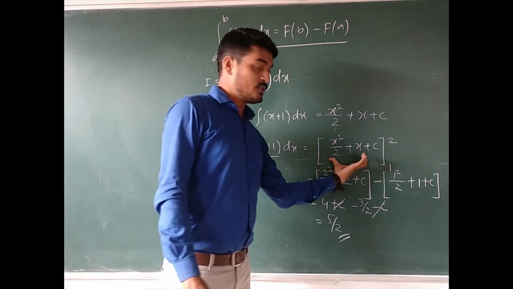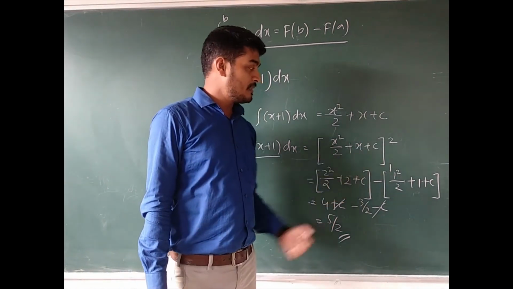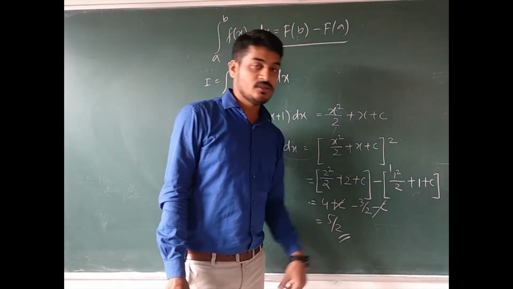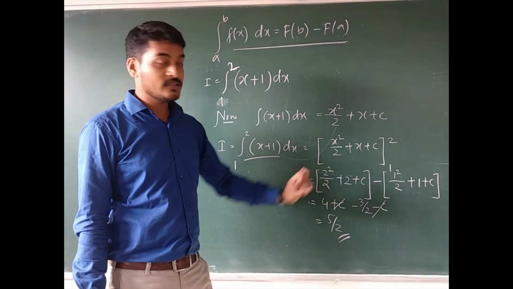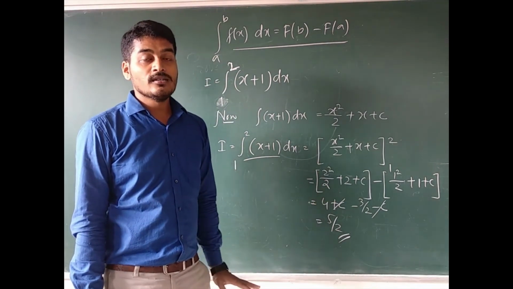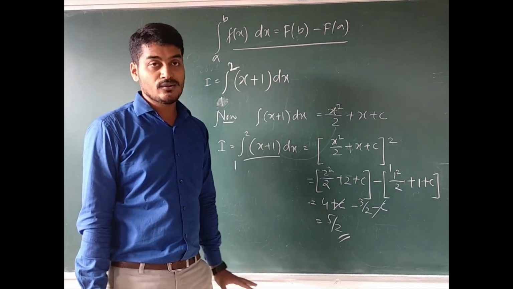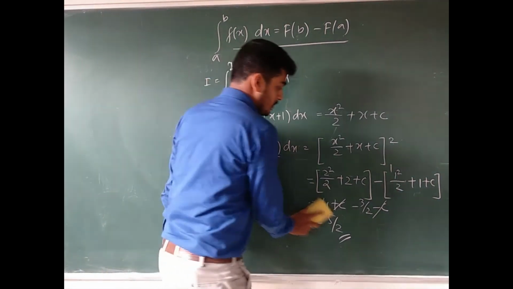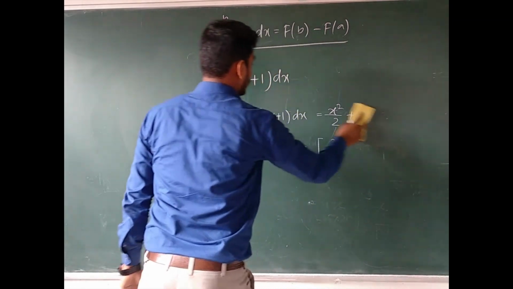In the whole expression, first of all you have to put the upper limit, minus, in the whole expression you have to put the lower limit. Try to simplify, you will get the answer. I hope you are getting my point. So let us explain two more examples.